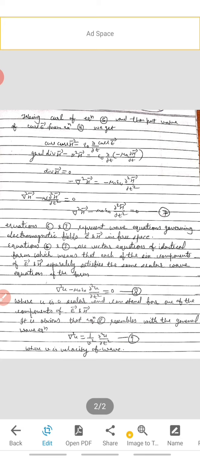It is obvious that equation 8 resembles the general wave equation del 2 U is equal to 1 by V square del 2 U by del T2. This is the general equation for a wave, and here V is the velocity of the wave.